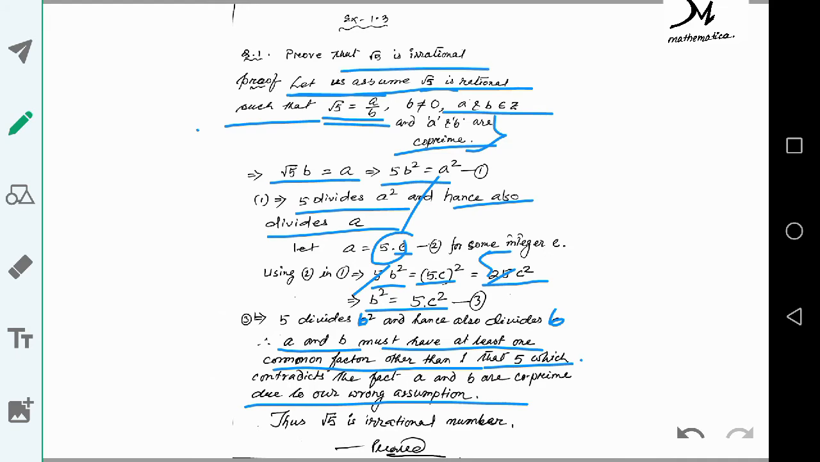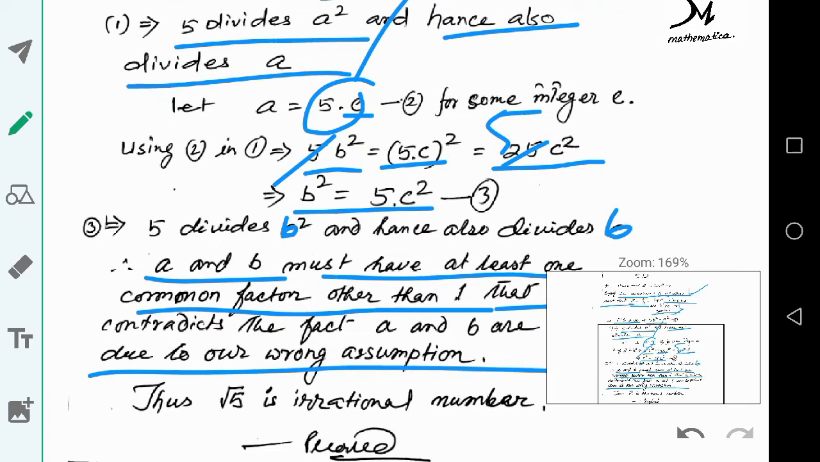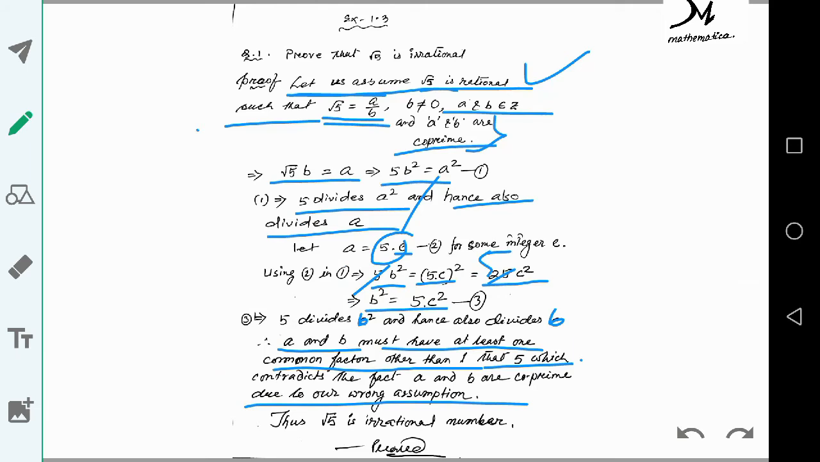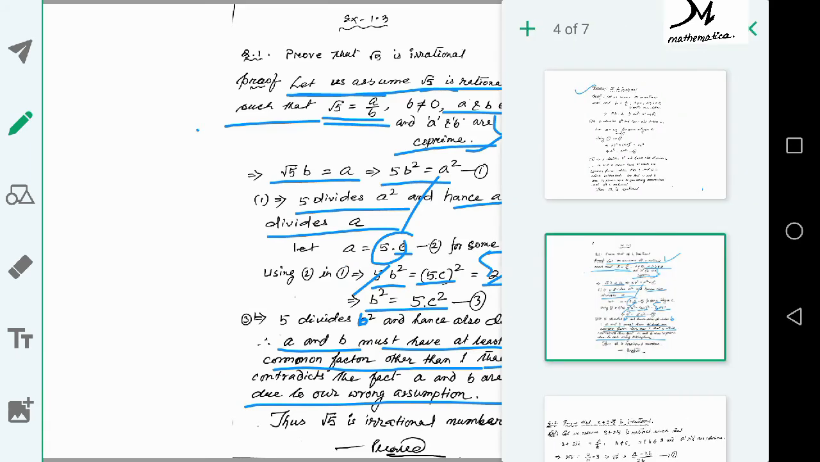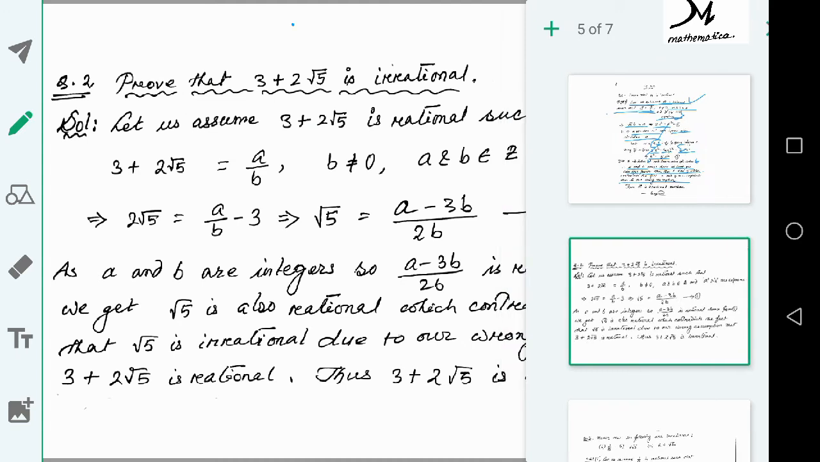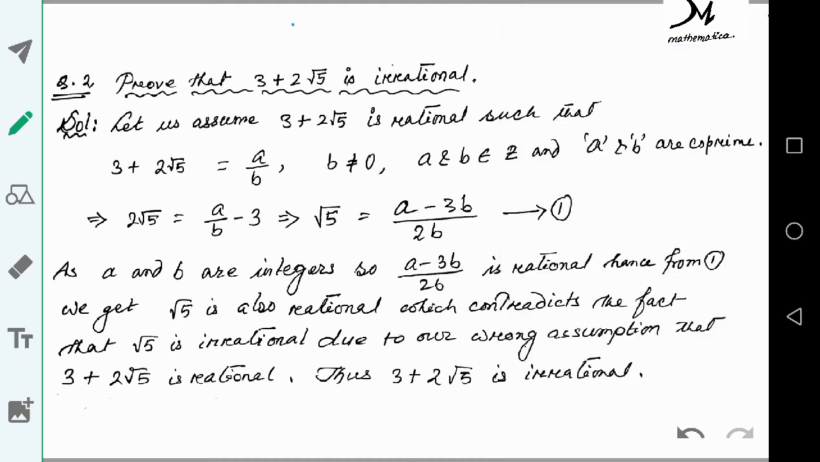We have assumed that root 5 is rational, so what should be the correct statement? That root 5 is irrational. That's how we can prove it. Okay, so I hope you have understood this. Now let's move on to the next question. So this is not question number 3, it is question number 2.